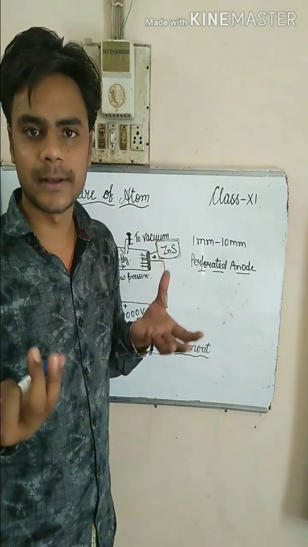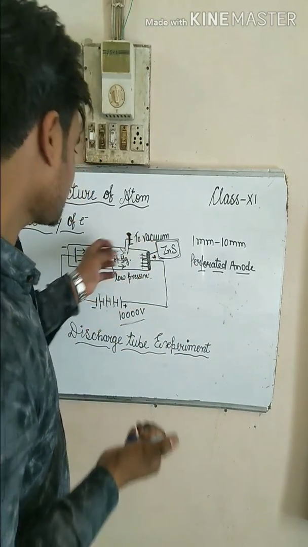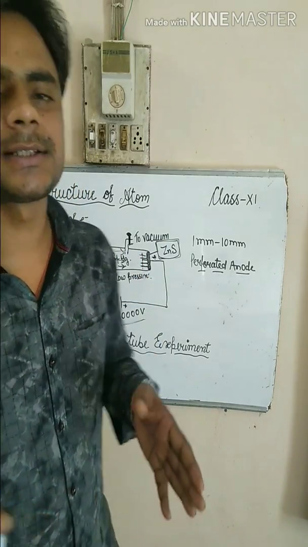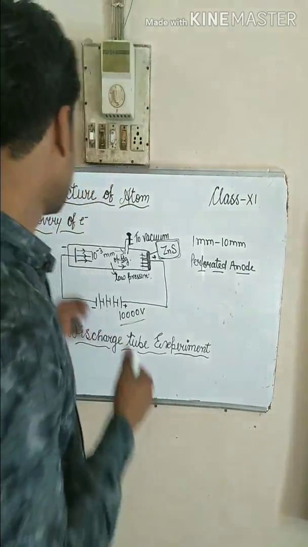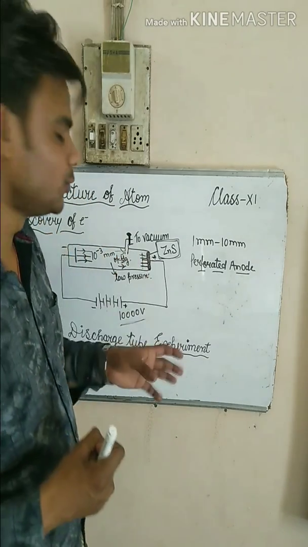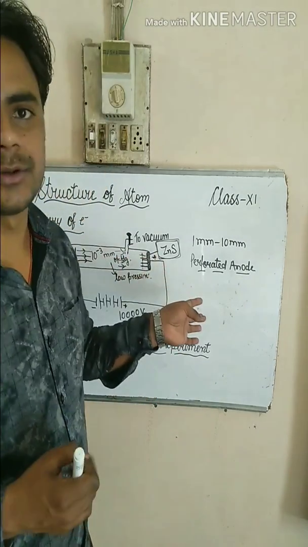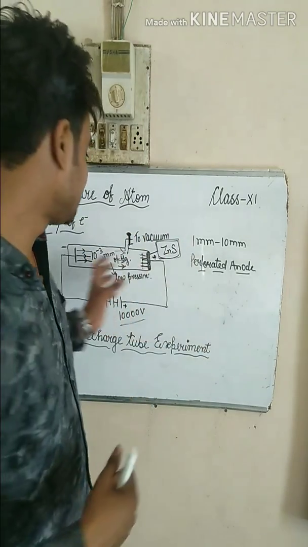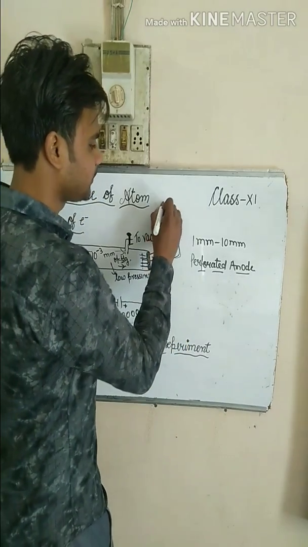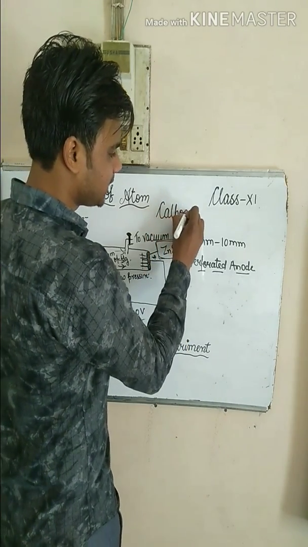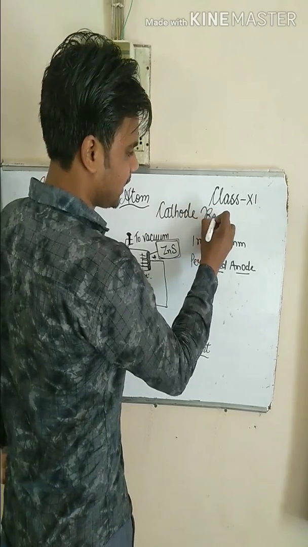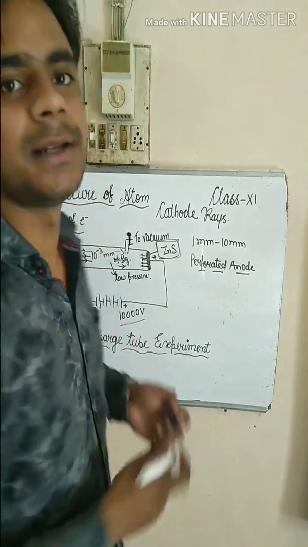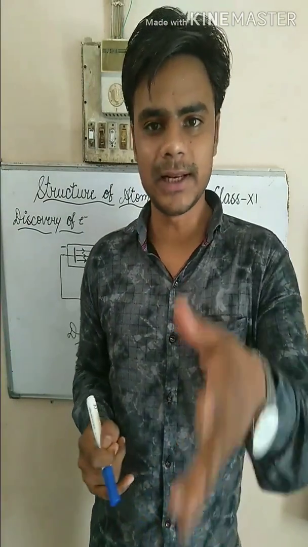After the strike, the fluorescence material starts glowing. After the glowing, the scientists, J.J. Thomson and his team, concluded that some rays are passing from cathode to the anode, and these rays were named cathode rays. This experiment led to the discovery of electron.